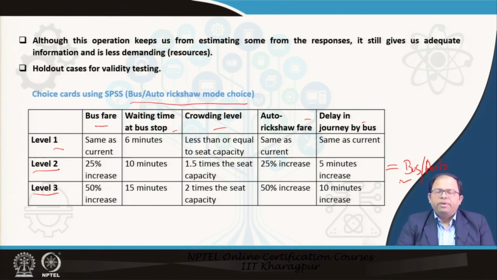To reduce that, we can do a fractional factorial design, which helps us reduce the number of these choices. When we use this technique, some of the choices are reduced. That means it would be difficult for us to estimate some of the responses, but it still gives us adequate information. And of course, the total resources, meaning the cost of the survey and the time we spend on it, would be reduced. That is how we create a fractional factorial, or reduced set, of choice cards.